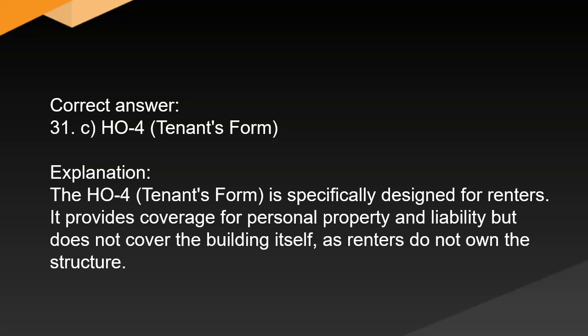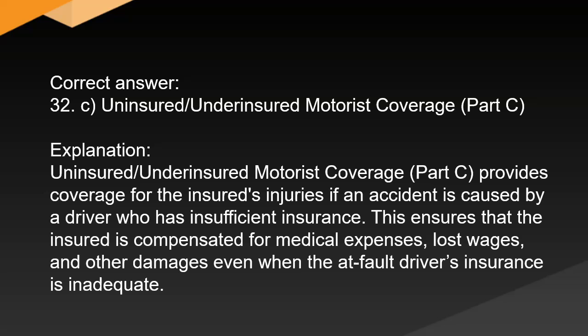Correct answer. C. HA4 tenants form. Explanation. The HA4 tenants form is specifically designed for renters. It provides coverage for personal property and liability but does not cover the building itself, as renters do not own the structure. Correct answer. C. Uninsured underinsured motorist coverage, Part C.